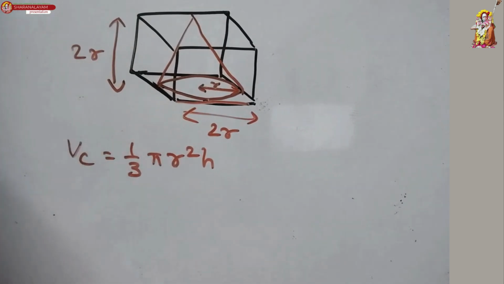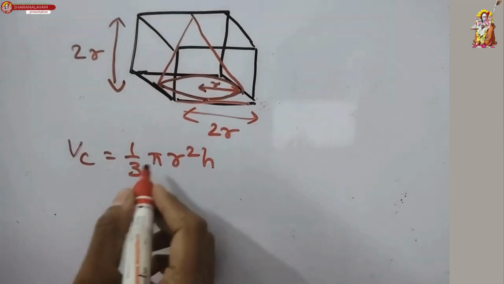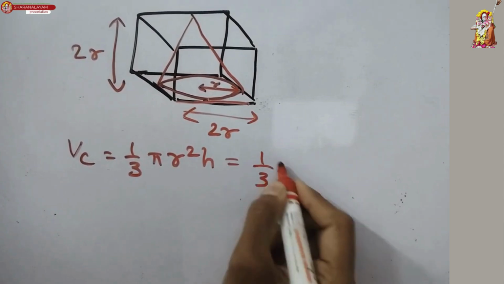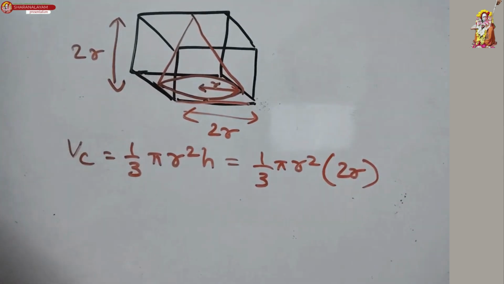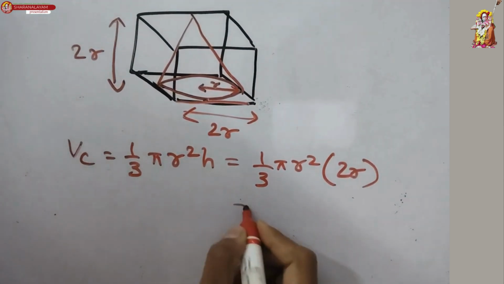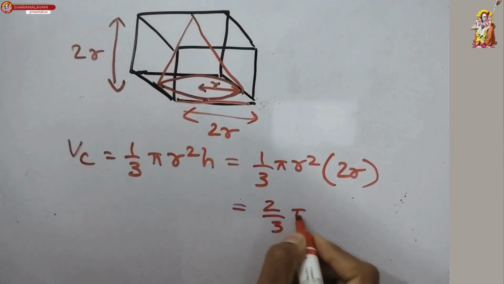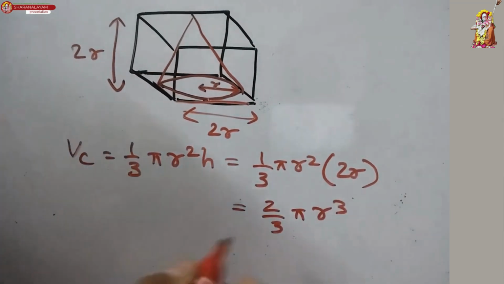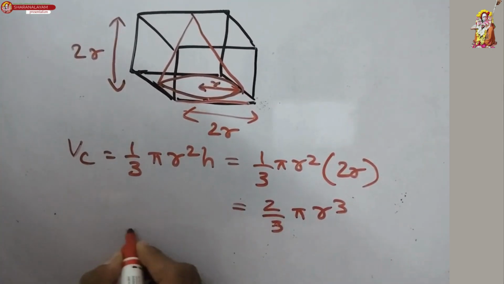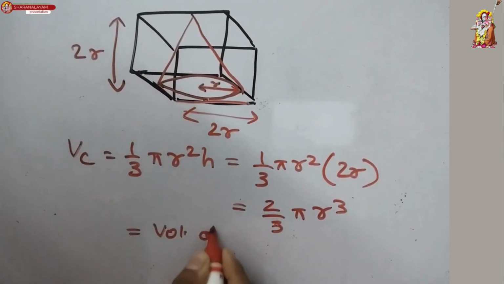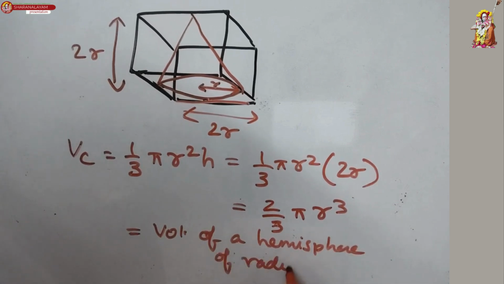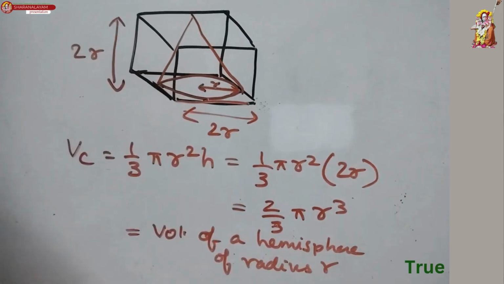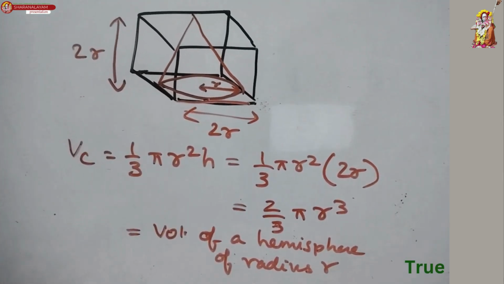So the volume of the cone, which is equal to 1 by 3 pi r square h, will be equal to 1 upon 3 pi r square into 2r. Correct? Now, that is equal to 2 upon 3 pi r cube. This 2 upon 3 pi r cube is indeed equal to the volume of a hemisphere of radius r. So, the given statement is true.